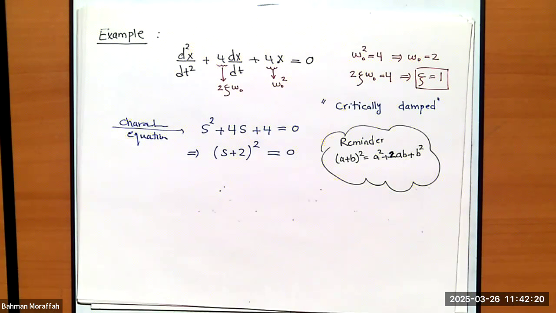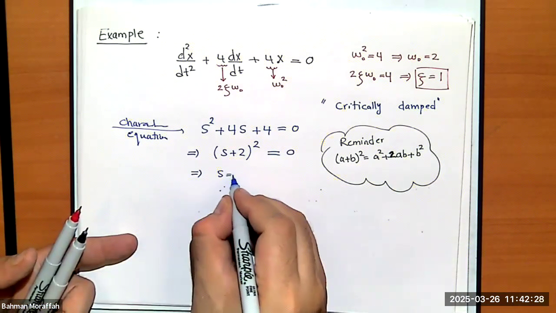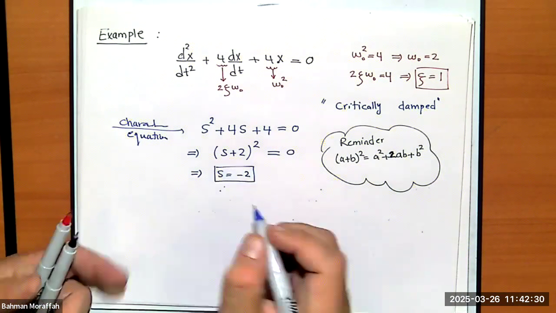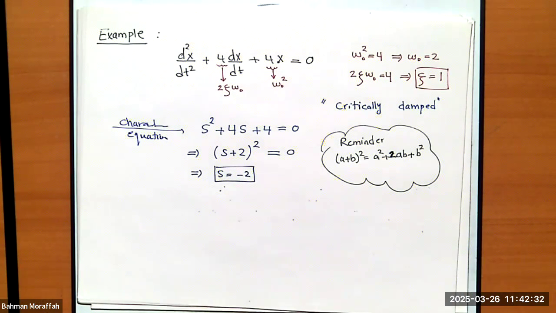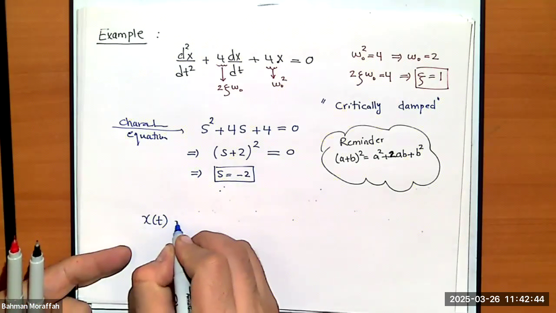You remember that? So I know this is basically s plus 2 squared. So I know s is negative 2. Again, as a sanity check, I can see the real part of s is negative. In this case, s is real, so it's negative. So I'm good. What is my solution? What is x of t?